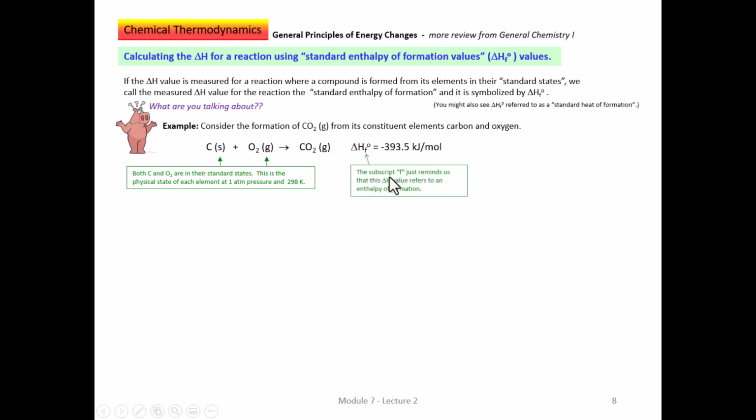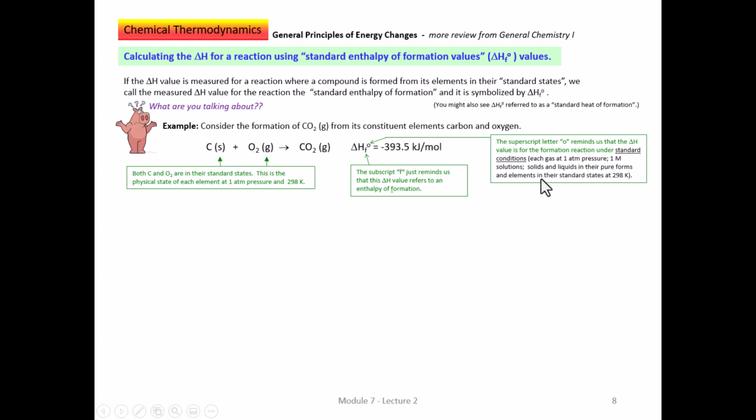So this subscript F here just reminds us that this delta H value refers to an enthalpy of formation, and the little superscript 0 reminds us that the delta H value is for the formation reaction under standard conditions. Each gas at 1 atmosphere of pressure, if there's solutions involved, they're 1 molar. Solids and liquids are in their pure forms, and elements are in their standard states at 298 K.